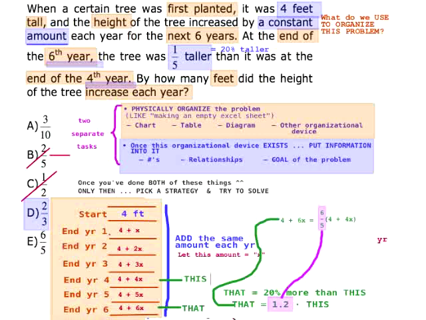So let's multiply both sides by 5. That gives us 20 plus 30x is 24 plus 24x. Do a subtraction. And there you go. Any questions?